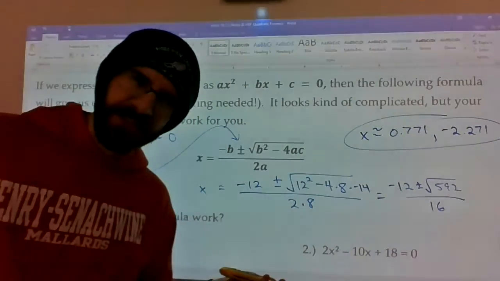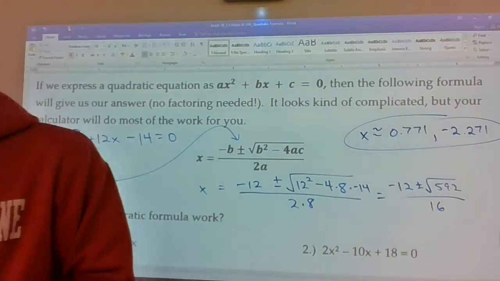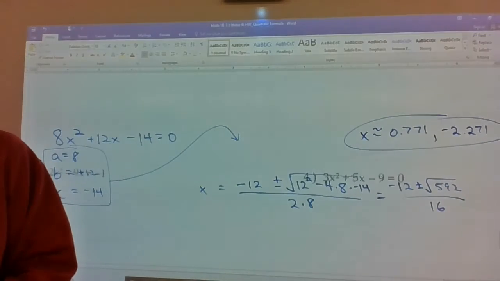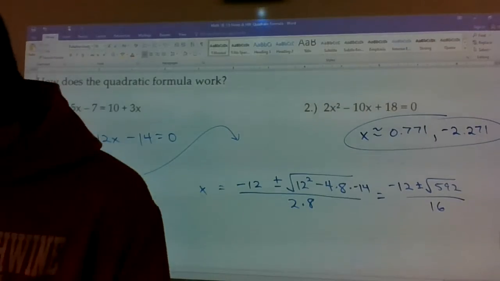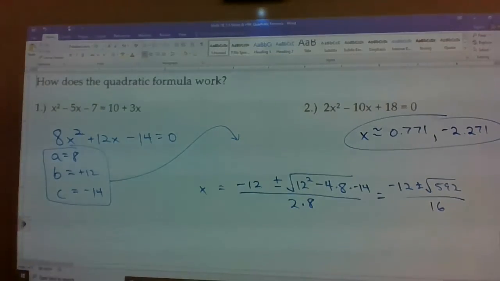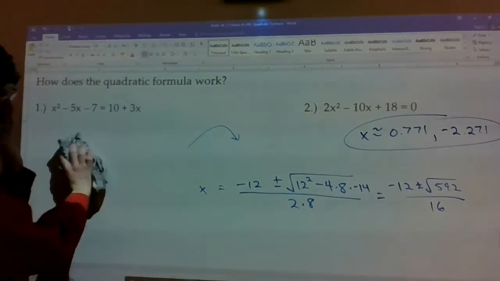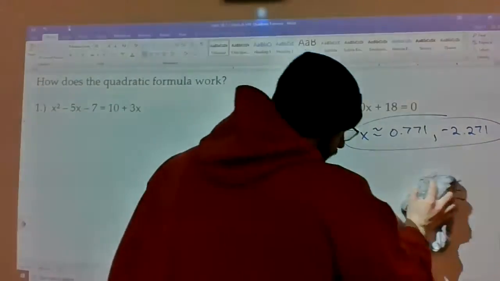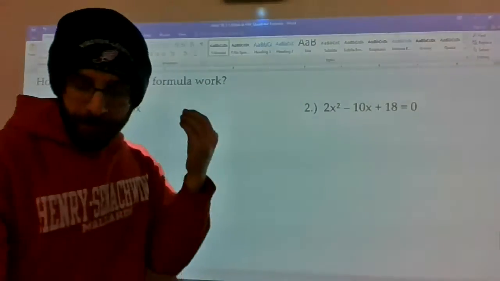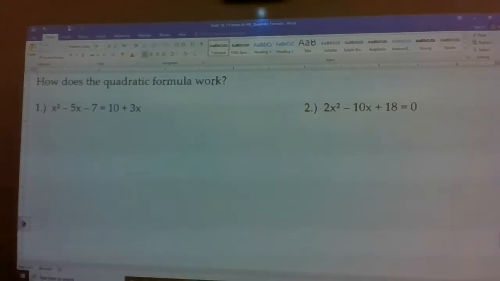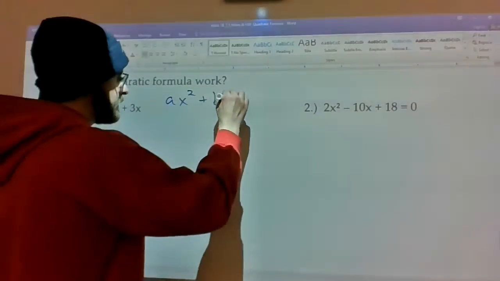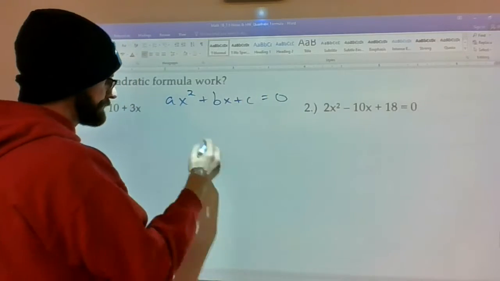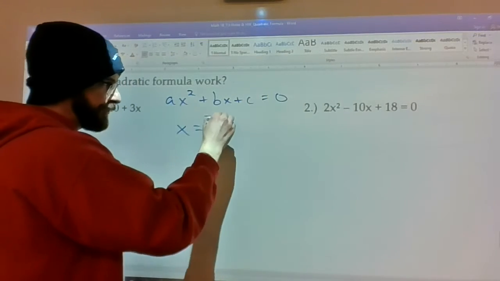Let's see if we can make sense of a few practice examples. All right, so number one, what are the steps? Well, the first step is we need to get ax squared plus bx plus c equals 0. We need to put it in this format so that we can actually use this formula here.